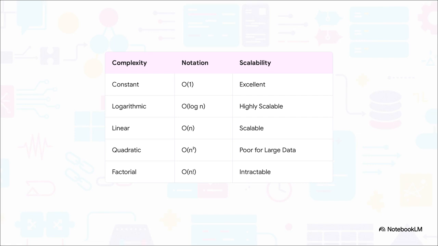Honestly, it's like a report card for your code. At the top of the class, you've got O(1), or constant time. That's the gold standard. An algorithm with this grade takes the same amount of time no matter how much data you throw at it. But as you go down this list, man, things get exponentially worse, all the way down to O(n!), which is a true computational nightmare.